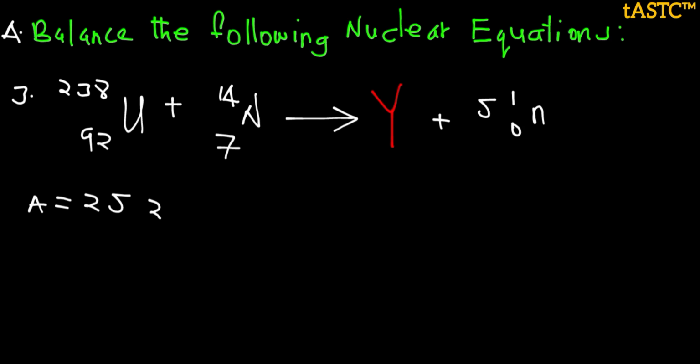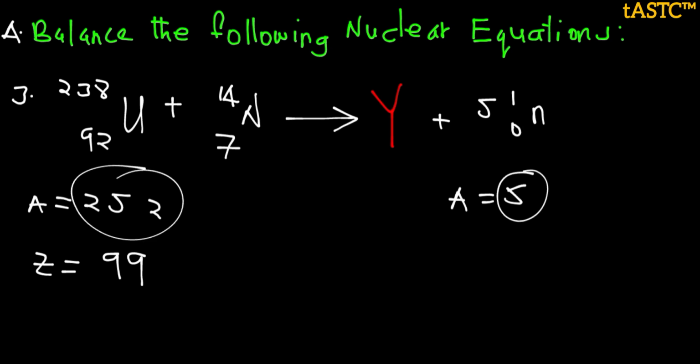Then you're going to have the atomic number, that is 92 plus 7. That is going to be 99. So that is for the left hand side. Now for the right hand side, the only thing we have is a 5 multiplied by 1. That gives us a 5. Now we need to take 5 away from this. Now if we did that, that should leave us with 247. So we need to add a 247.